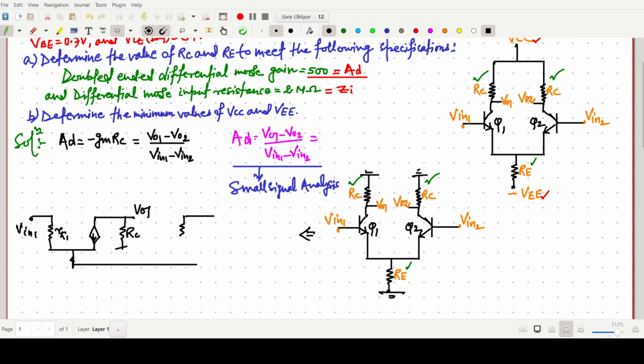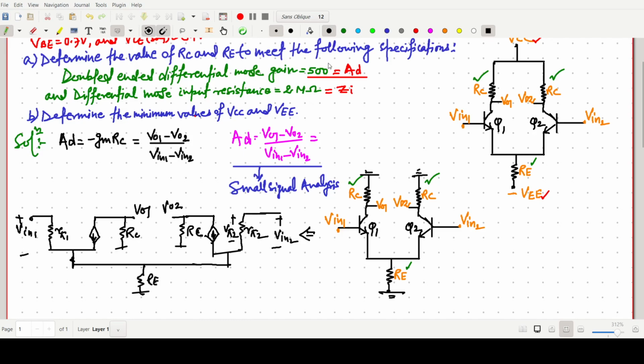And for the other transistor, RC and V naught 2, this one is our RC, and one current controlled current source. This one is very easy, and we can make it resistance RE. This value will be R pi 2, and this value will be V pi 2. It is very simple, but you have to take care of all these steps. So this is the small signal equivalent model.